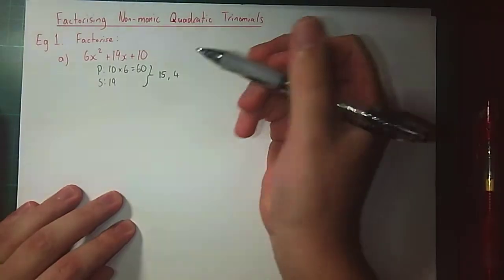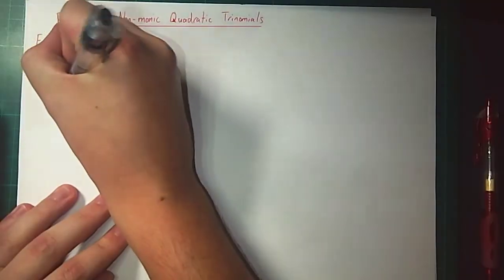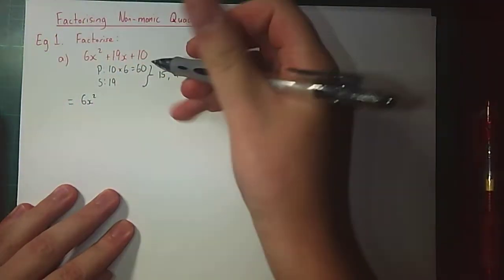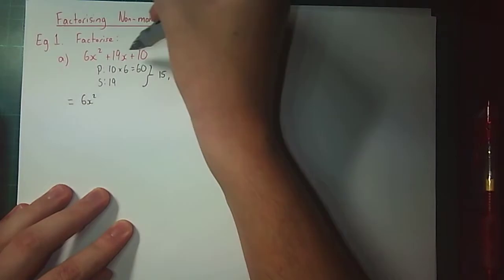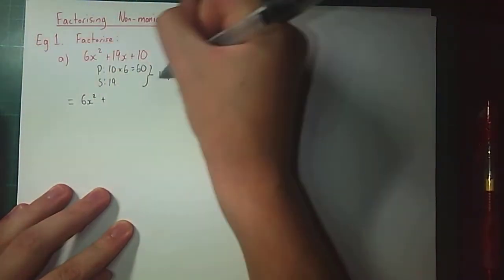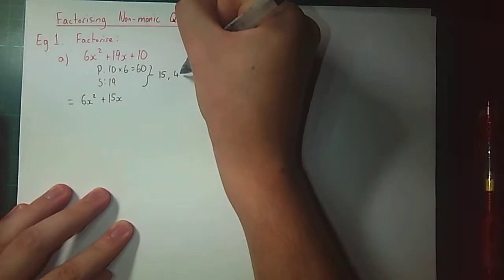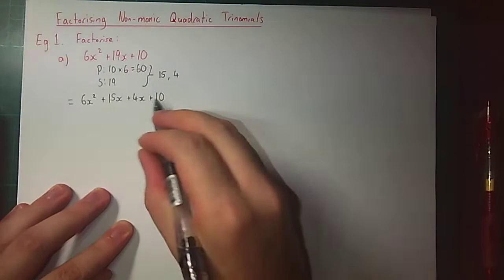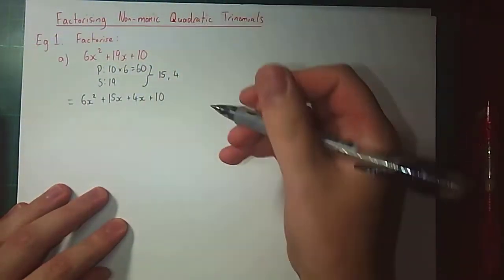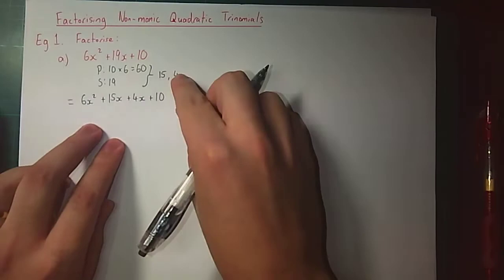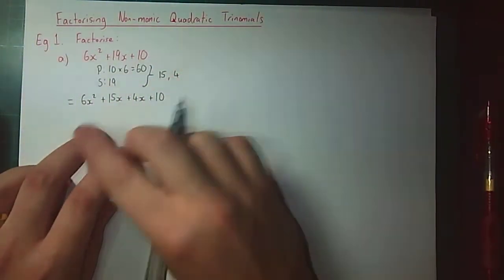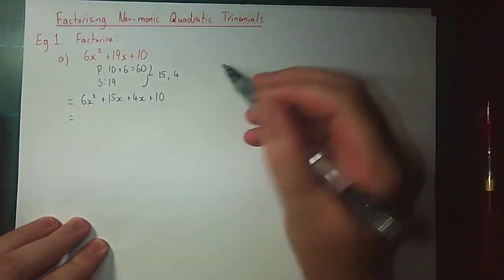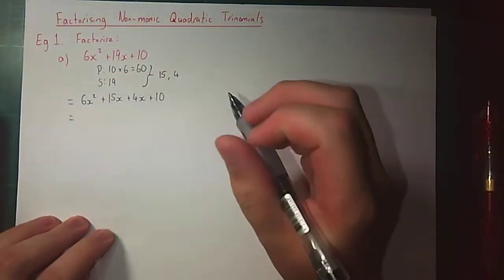Now, we can't just put it straight into the brackets when we do this. What we have to do is rewrite it, but this time it's going to be 6x squared, that's the same, but instead of writing plus 19x, we're going to split it up into two. We're going to add 15x and add 4x, and then we still have that plus 10. So it's exactly the same, we've just split this up into two, and the reason why is because we're going to group these. Now it doesn't matter if you put the 4x here or the 15x here, it'll still work the same, but have a go doing it the opposite way and you'll see that it will end up getting the same answer.